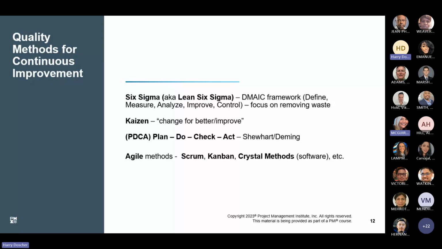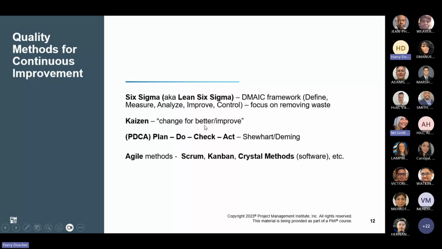All right. There are several different methods for continuous improvement. You may need to know the terms themselves, but you're not going to have to do anything with it. Six Sigma has been around for, gosh, about 30 years or so, 35 years. And the framework that they use is called DMAIC: Define, Measure, Analyze, Improve, and Control. And the focus is on removing waste. Okay.